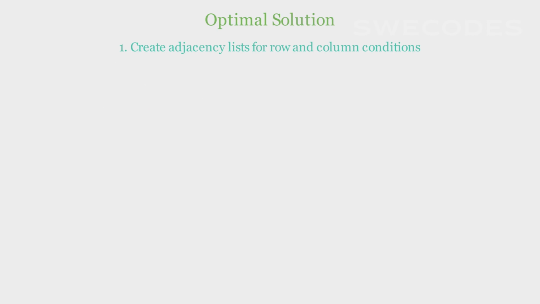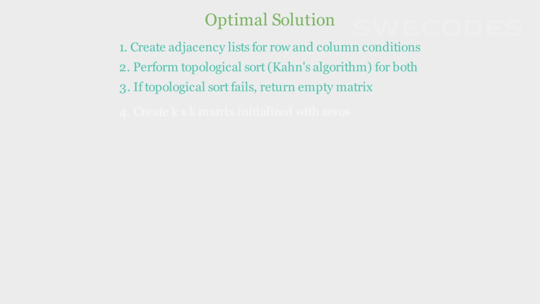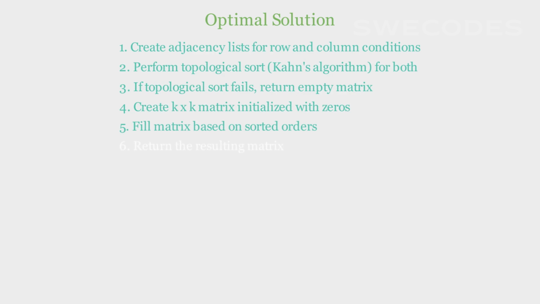Our optimal solution follows these steps. First, we create adjacency lists for row and column conditions. Then, we perform topological sort using Kahn's algorithm. If this fails, we know there's no valid solution. If it succeeds, we create our k by k matrix and fill it based on the sorted orders. Let's see how this translates into code.